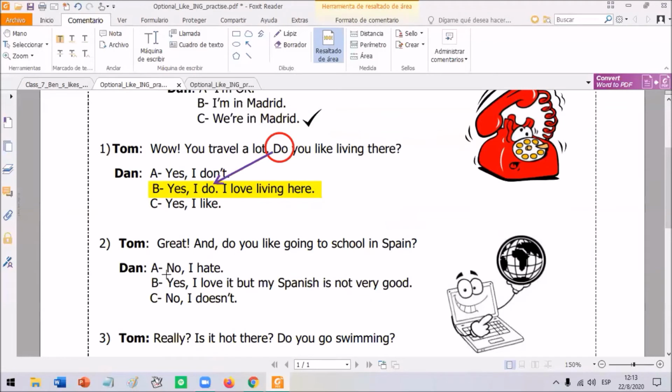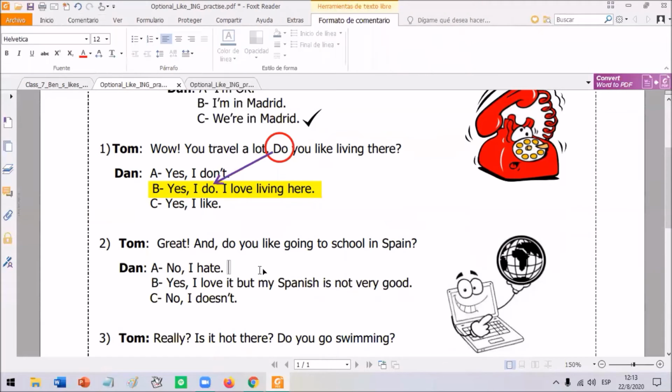Vamos por partes. No, I hate. Lo mismo que decíamos antes. No puede ser. En todo caso, tendría que decir no, I don't. ¿Ok? Y si usa hate, tendría que decir no, I hate it. Le faltaría esa palabra. Entonces, no es correcta. Y hay otra que a simple vista también deberías darte cuenta que está mal. La última. No, I doesn't. Doesn't acá no. En todo caso, dijimos, no, I don't. Entonces, ni la A ni la C nos sirven. Ya las descartamos. A ver si la B es correcta.